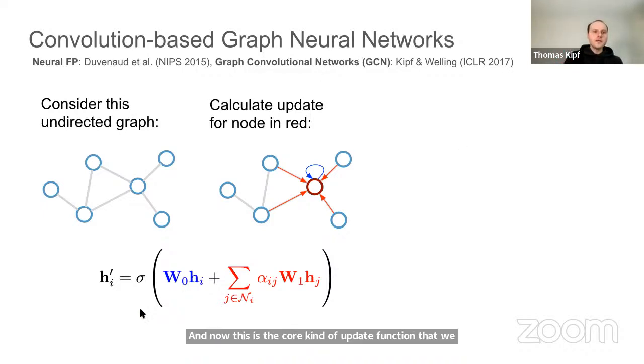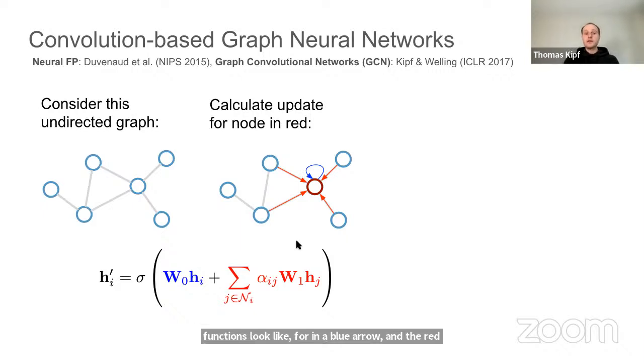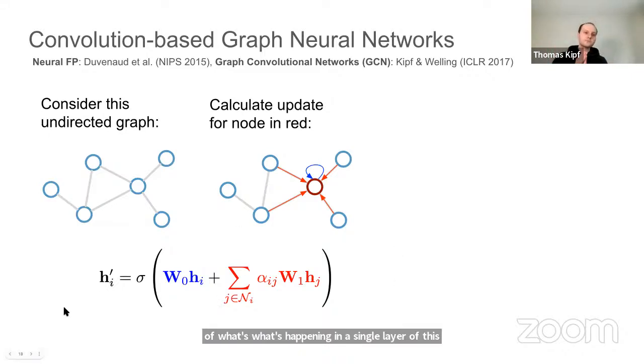And now this is the core update function that we compute in one of those neural networks in every layer. Here, I'm just coloring what these update functions look like for the blue arrow and the red arrows. And a full graph convolutional network would just be repeating this update function a number of times. So like in the figure you saw earlier, this is what's happening in a single layer of this model. In a single layer, we effectively have, first of all, like in a convolutional network, one linear message that gets passed to itself here in blue, just a matrix that we learn, and the node representation of the last layer. And then we have all these messages from the neighbors.